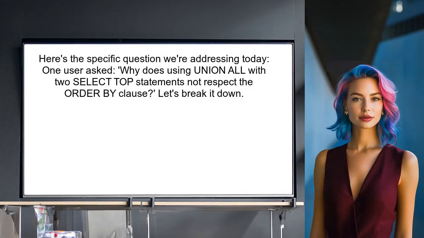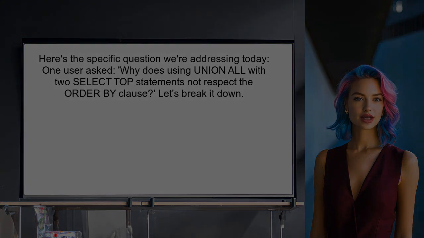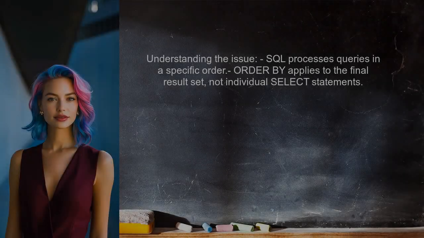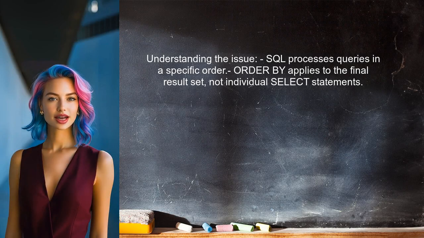Here's the specific question we're addressing today. One user asked, why does using union all with two select top statements not respect the order by clause? This is a common point of confusion, so let's break it down. To understand this issue, we need to look at how SQL processes queries. When you use union all, the order by clause only applies to the final result set, not to the individual select statements. This is why you're seeing unexpected results.